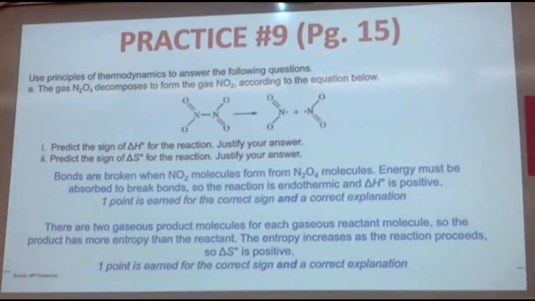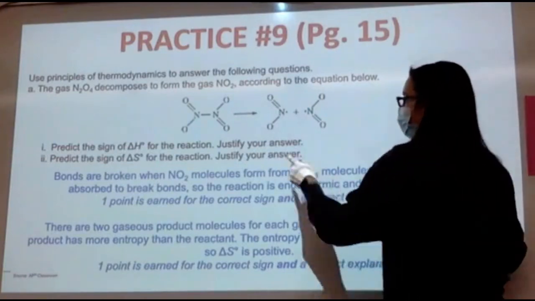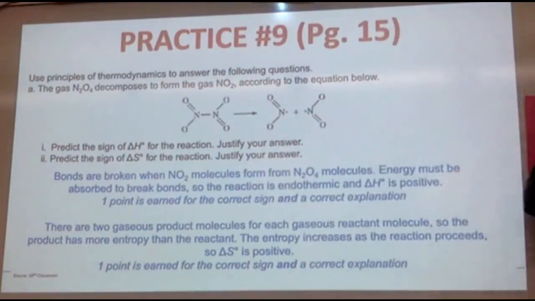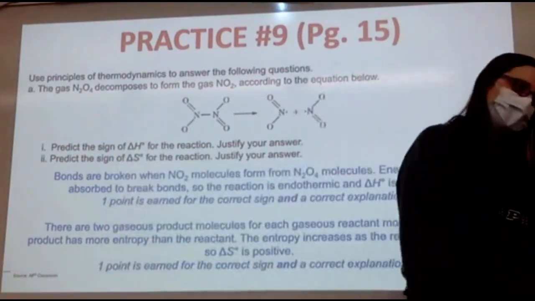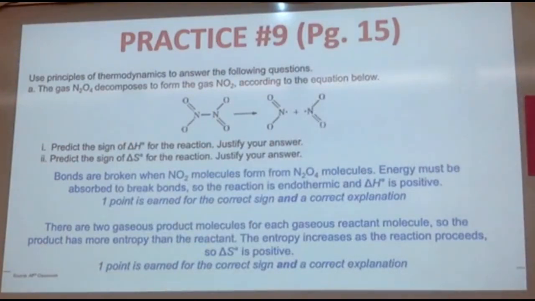So that's endothermic. Bonds are broken when NO2 molecules form from N2O4. Since energy has to be absorbed to break bonds, it's endothermic. Delta H is positive. Notice it said to predict the sign, so you should have said delta H was positive. That was just 1 point for the sign and the explanation. So you had to talk about breaking a bond. Breaking a bond is endothermic.